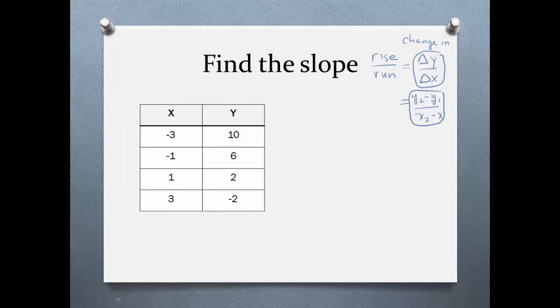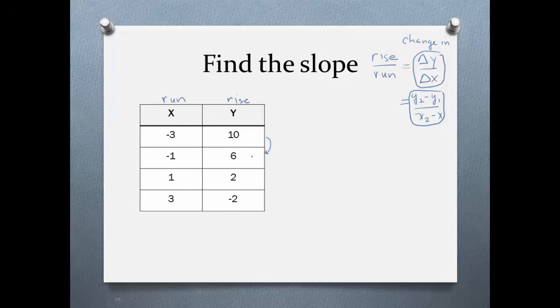So when you're calculating the slope, the rise is associated with the y values. I remember that because rise rhymes with y's. And the run has to do with your x values. And so if I'm looking at it in terms of how things are changing, one way to look at it is to think, well, what happened to my y value when it started at 10 and it went to 6?